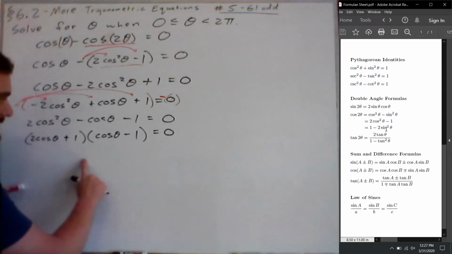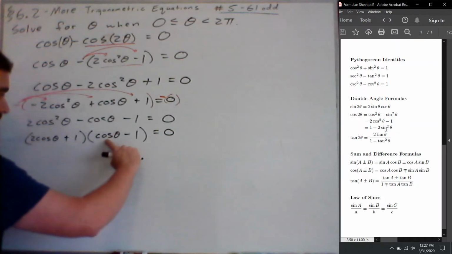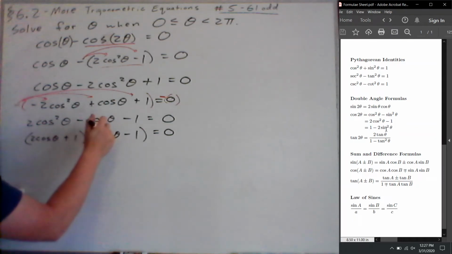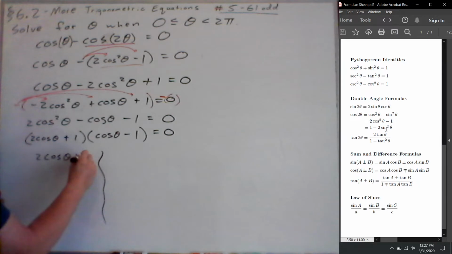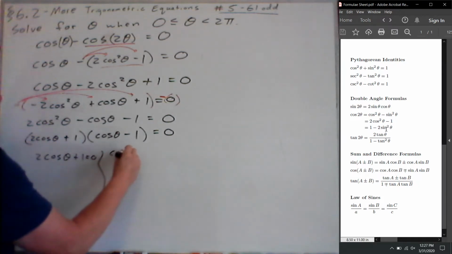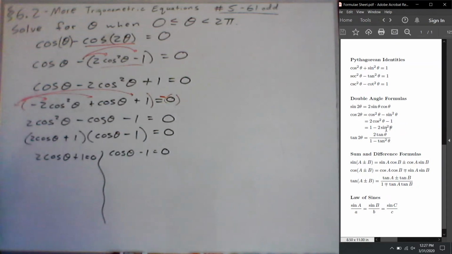So this will give me negative 2 cosine theta from my outer terms, positive 1 cosine theta from my inner terms. That's definitely leaving me behind a negative cosine of theta. So make sure you get those signs correct inside those factors. You know what to do from here, right? Set each one of these factors equal to 0. So each factor gets set equal to 0.